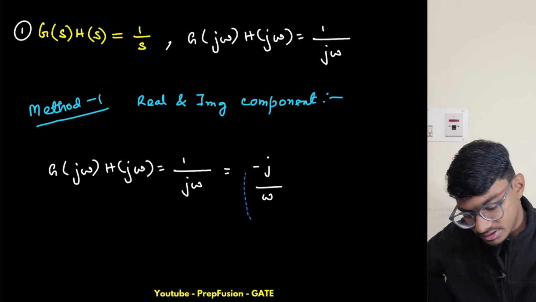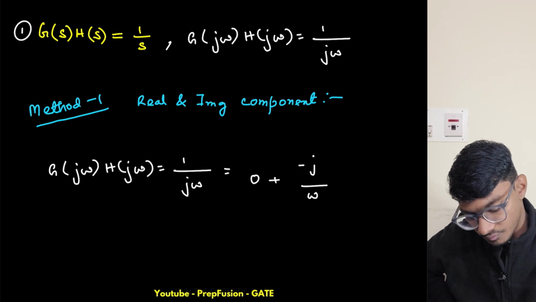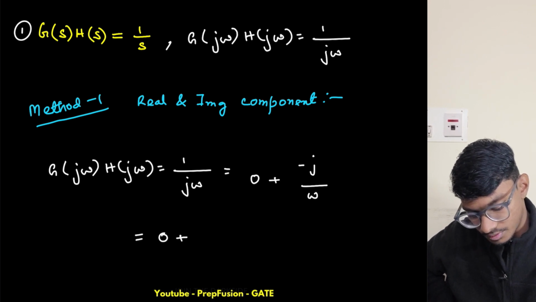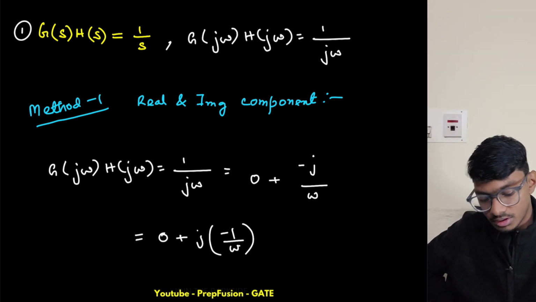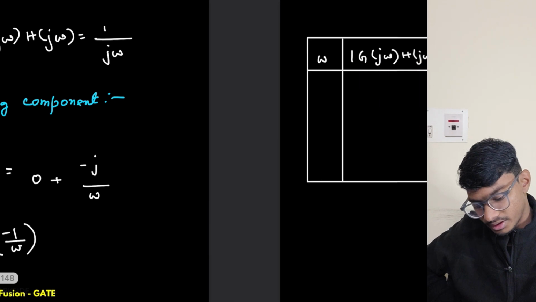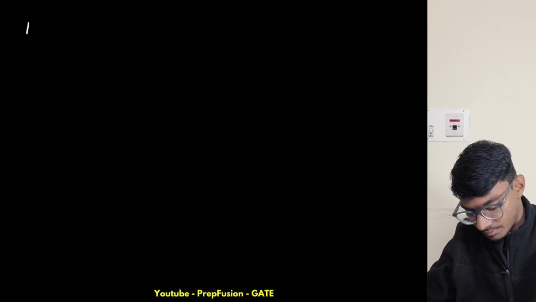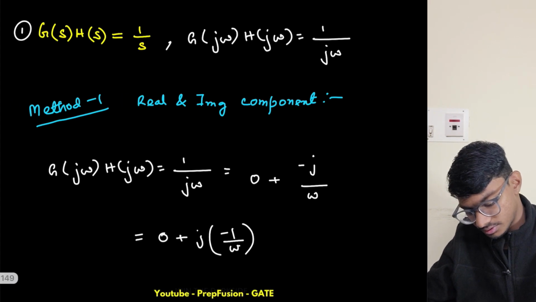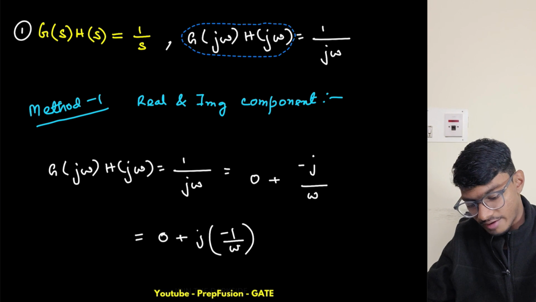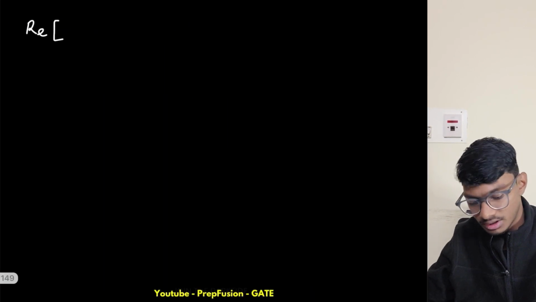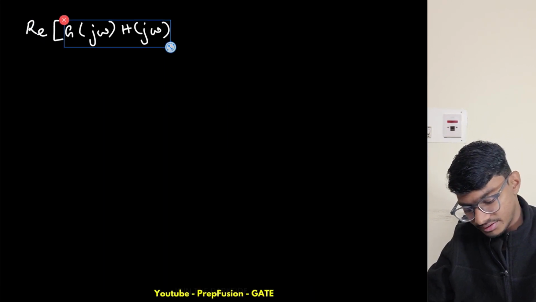Okay, I can further write this one as 0 plus j into minus 1 over omega. So I can write it like this. From here I can write my real component: real of this one is 0 itself. I don't have any real component. It will always lie on the imaginary axis itself, right?